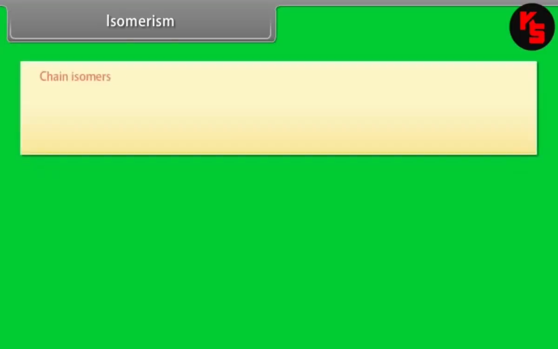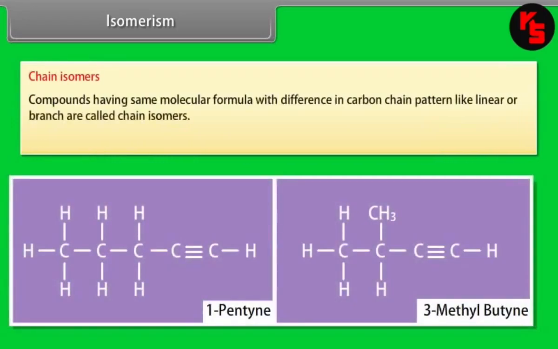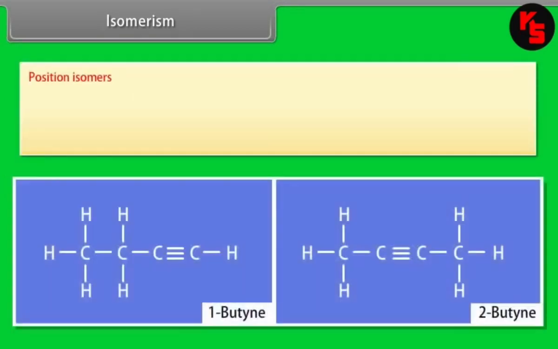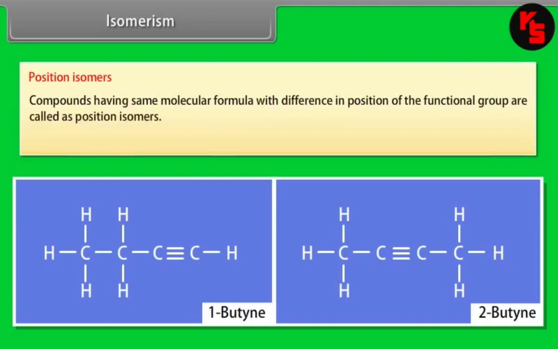Isomerism. Chain isomers. Compounds having the same molecular formula with differences in carbon chain pattern, like linear or branched, are called chain isomers. 1-pentyne is a chain isomer of 3-methylbutyne. Position isomers. Compounds having the same molecular formula with a difference in the position of the functional group are called position isomers. 1-butyne and 2-butyne are position isomers.